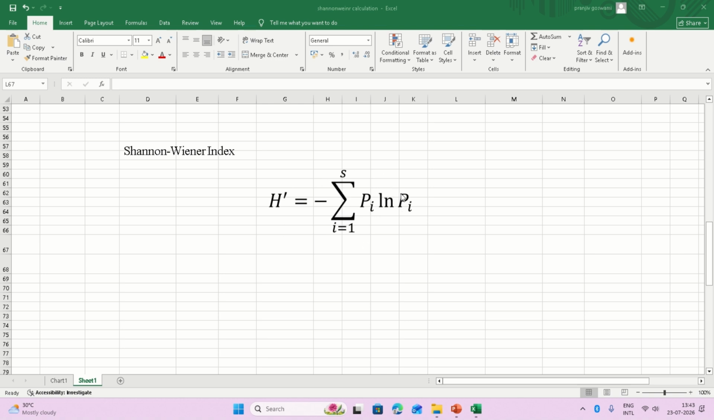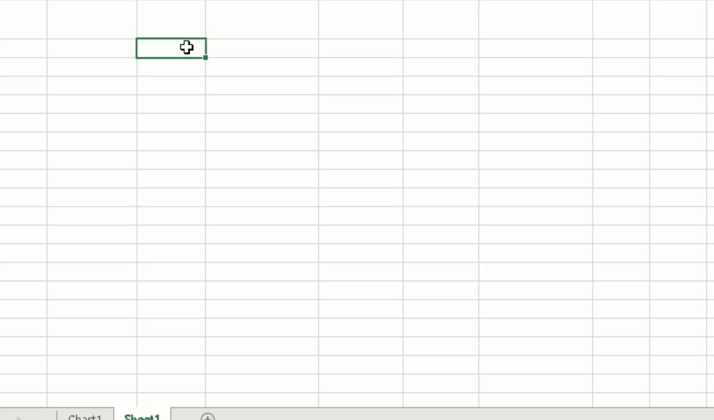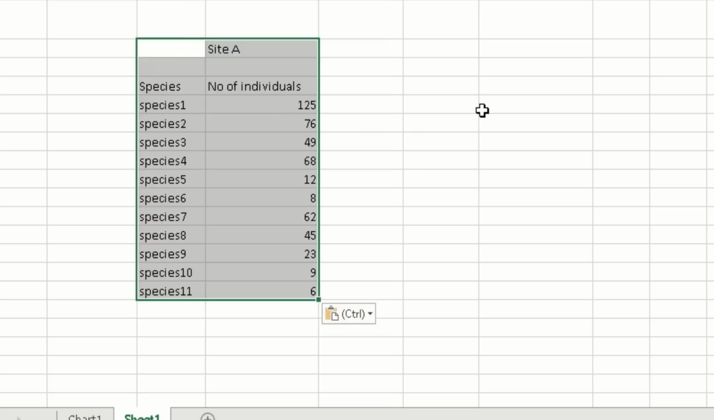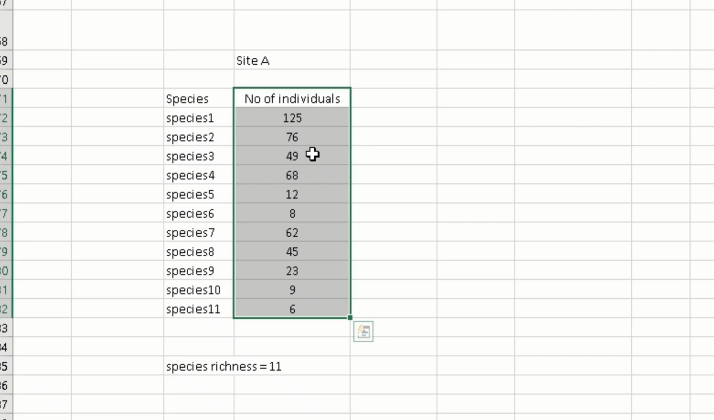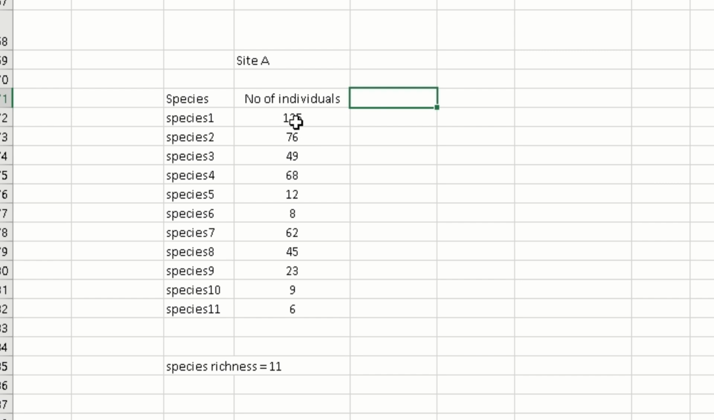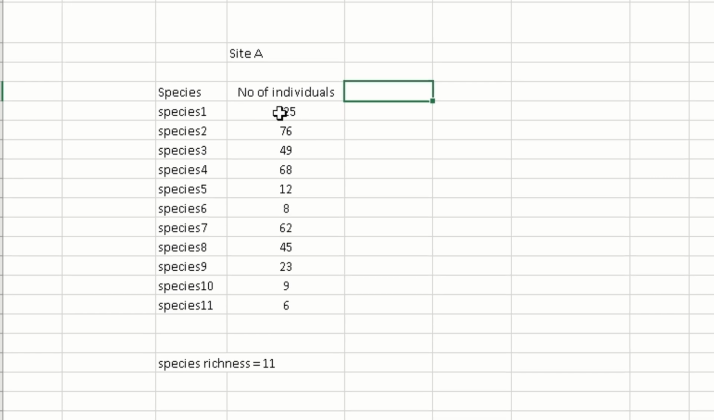To understand the application of the Shannon-Wiener index, let us discuss an example. So this is the list of species in site A, and there are 11 total species. So it means the species richness is 11, and these are the numbers of individuals present in this community.